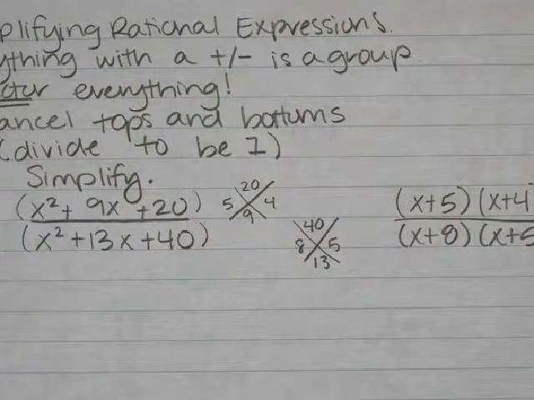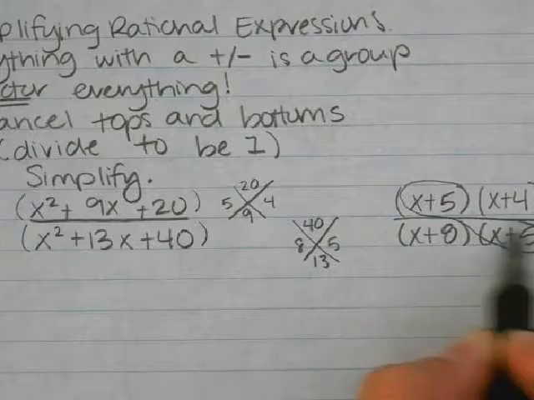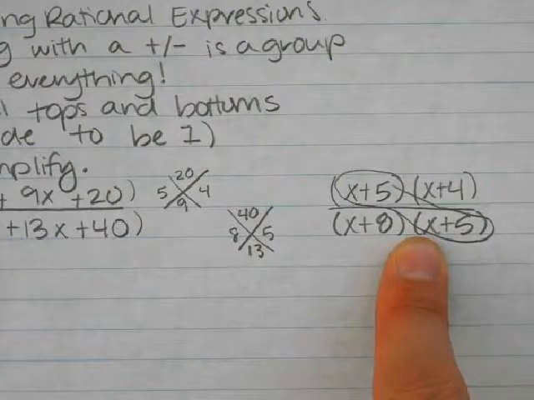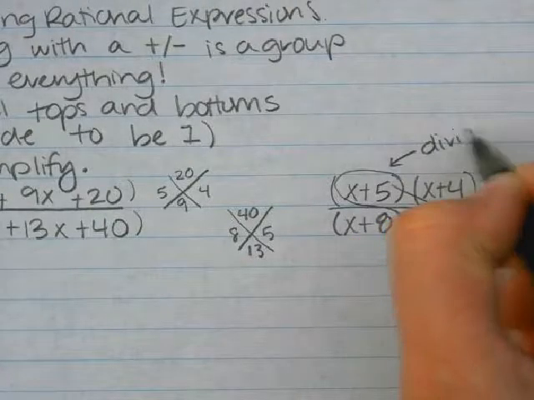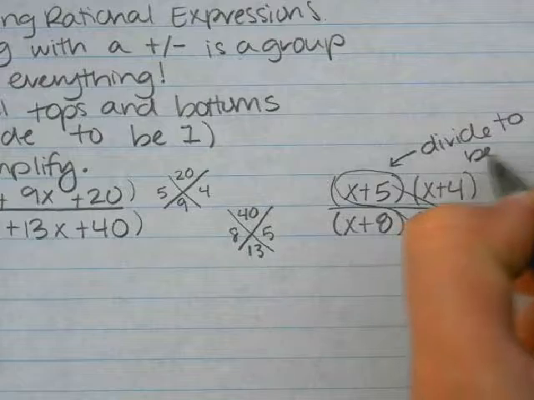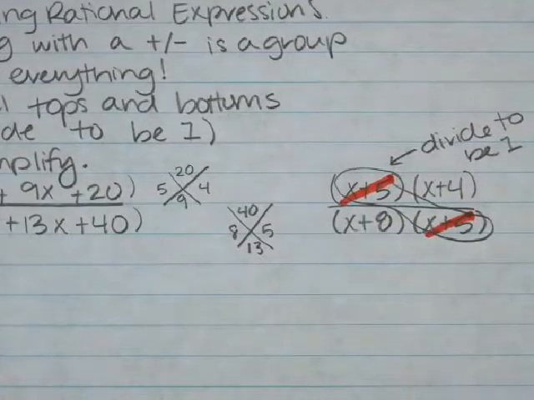All right, what do we do next? Yeah, this x plus 5 and x plus 5, those divide to be 1. So x plus 5 divided by x plus 5, they divide to be 1. So I will go ahead and cancel those. And then what do we have left over?